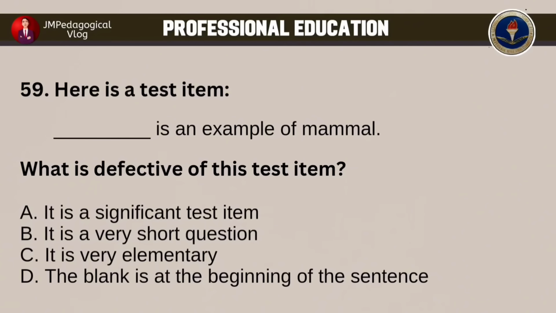59. Here is a test item. Blank is an example of mammal. What is defective of this test item? A. It is a significant test item. B. It is a very short question. C. It is very elementary. D. The blank is at the beginning of the sentence.